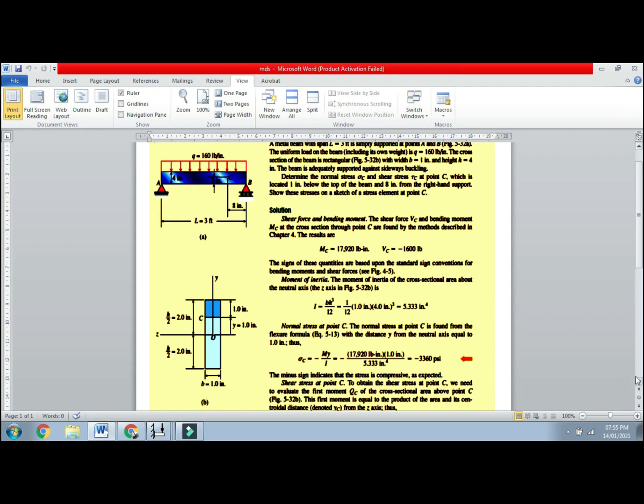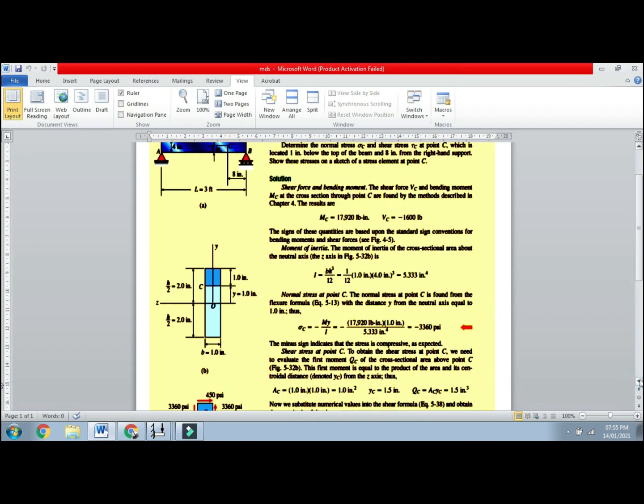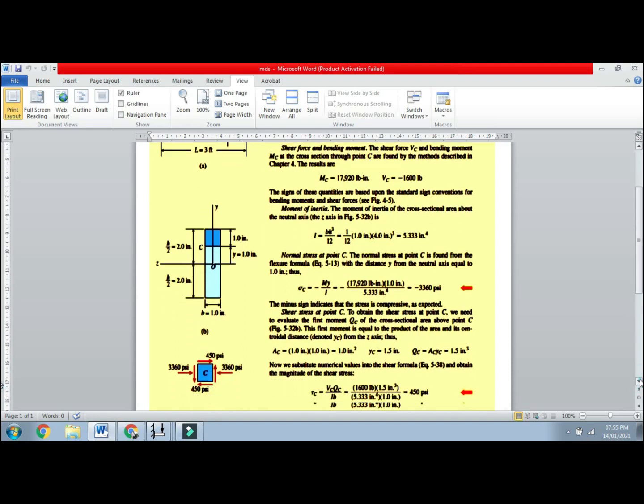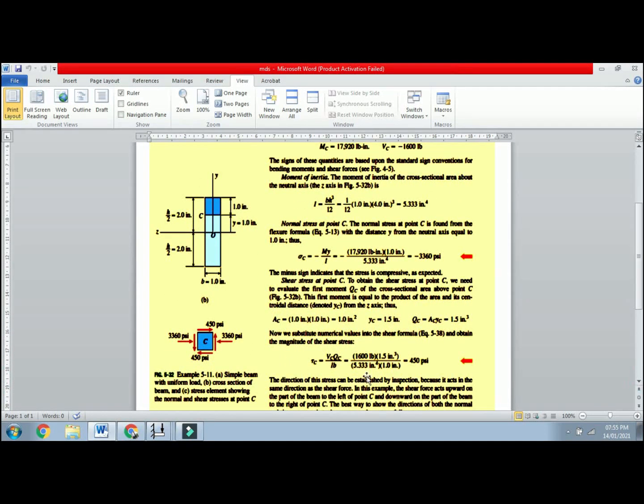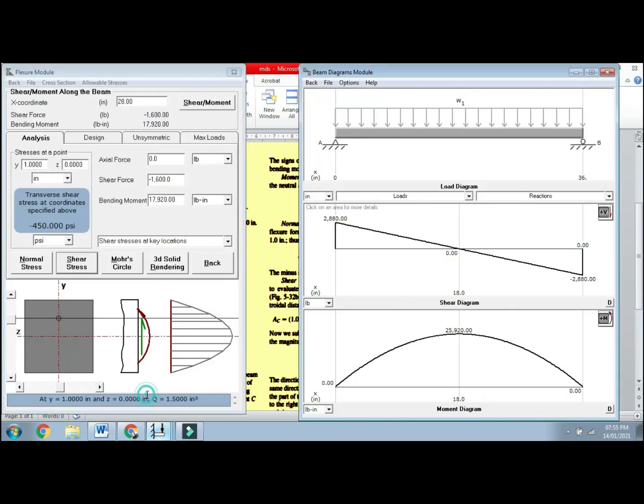Here I got that. Here again, the shear stress comes out to be equal to 450 psi. The area at unique point C was 1 inch square, YC was 1.5 inch, the QC, the first moment of area, is 1.5 inch cube. So here he has calculated it. Y equals 1 inch, Z equals 0.00, and Q, the first moment of area, is 1.5 inch cube. Okay, and as far as the numerical is concerned, our job is done.